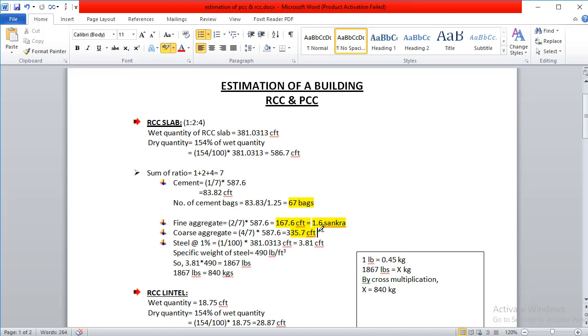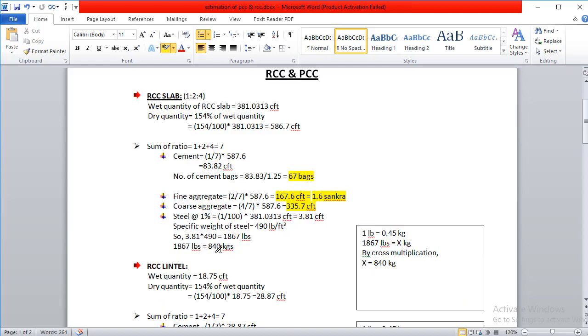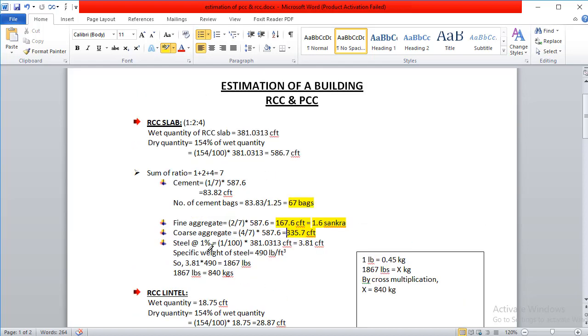Now the main thing that differentiates the RCC slab from PCC is steel. In RCC we use steel, and in PCC we do not use any steel. Here the steel in RCC slab is 1%, because ACI says that the steel in slab, column, beams and footing is from 1% to 8%. You have to take it in this range. You cannot take the steel greater than 8% of the total quantity of RCC slab.